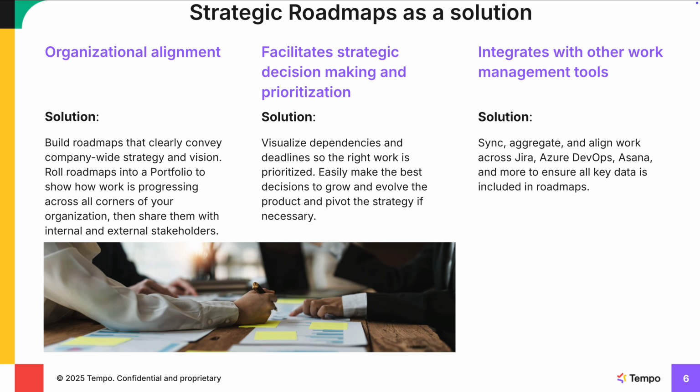So how can Strategic Roadmaps help your team? First off, it can help the entire organization with alignment. Using the features and customizations that come with Strategic Roadmaps, you can build digestible roadmaps in a matter of minutes that clearly convey the company-wide strategy and vision. Then, once you've made these roadmaps, you can roll them up into a portfolio to show how work is progressing across all corners of your organization. You can even share your roadmaps and portfolios with internal and external stakeholders.